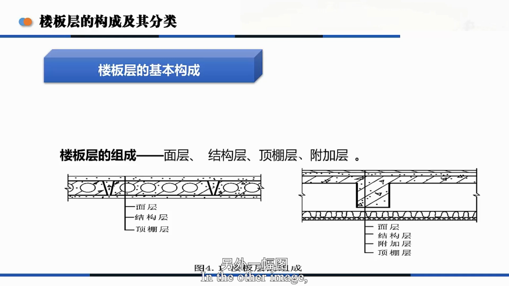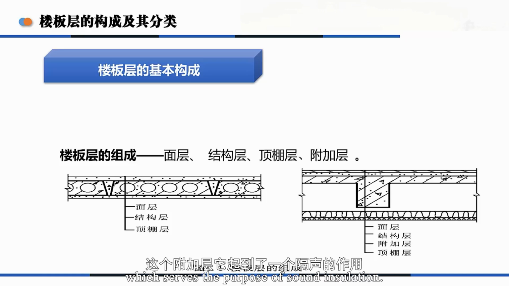In the other image, we can see that this is a reinforced concrete floor slab with a surface layer and a structural layer. What does this structural layer include? It's composed of a structure made up of plates and beams. Moving downwards, we have our additional layer, which serves the purpose of sound insulation. Below that is our ceiling layer.